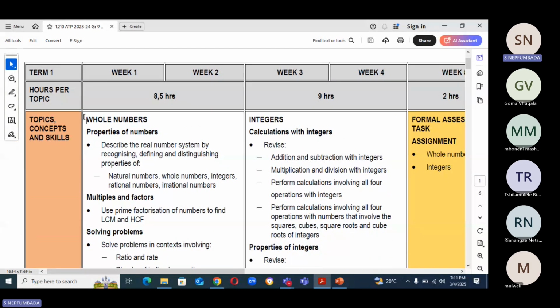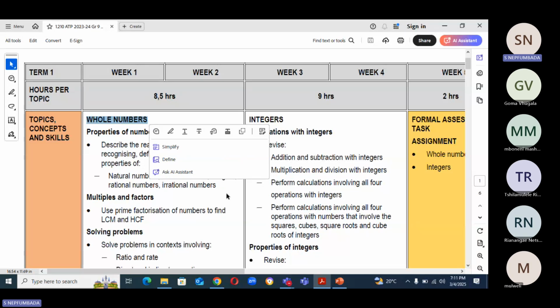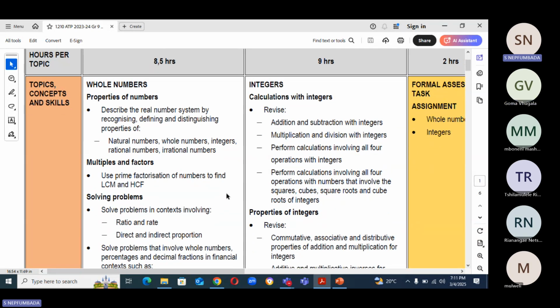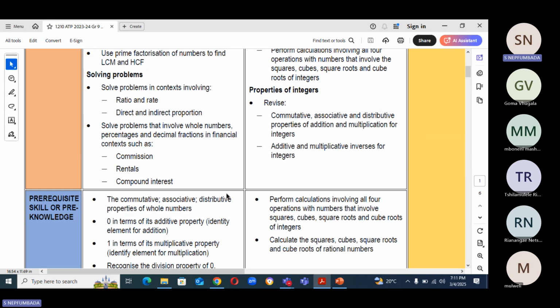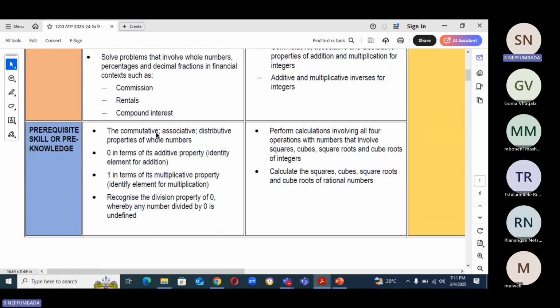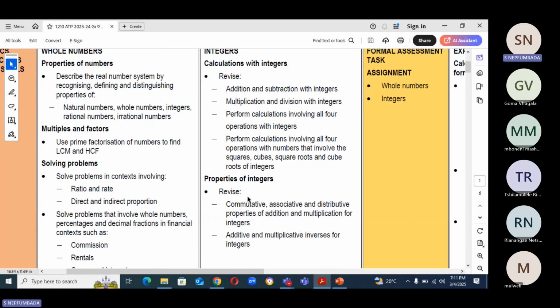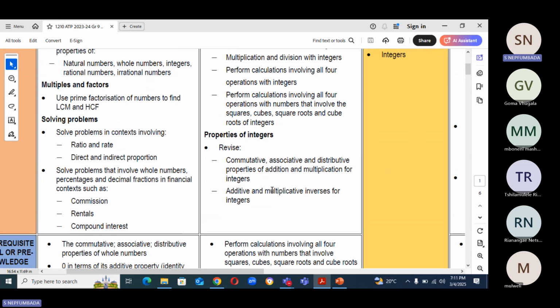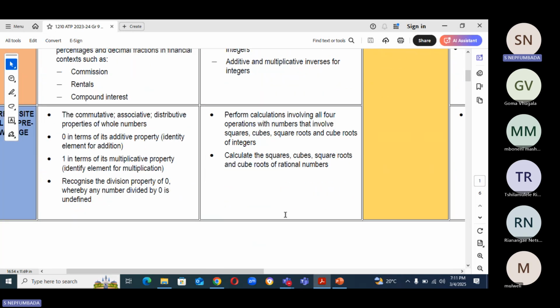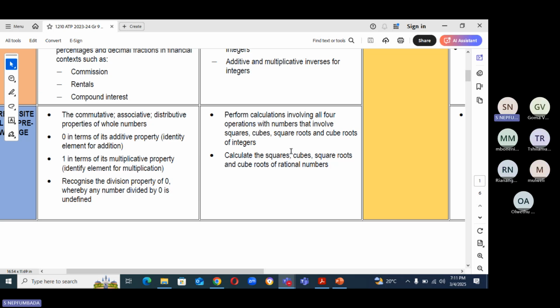So the whole numbers we have covered. We covered the LCM, we solved the rational, and we did the commutative, associative, distributive properties. And also we went to the integers, we did those things. The integers, multiplication, and we did the properties of integers, commutative, that was our last class, and we did all of this.